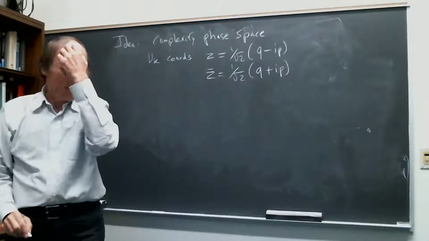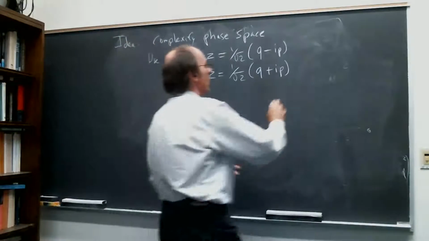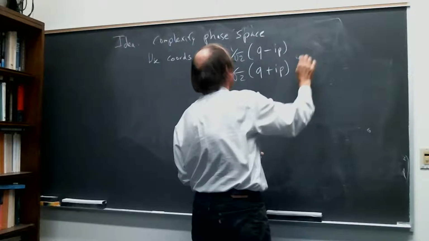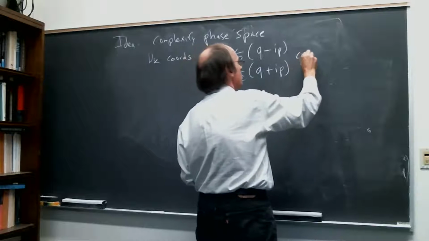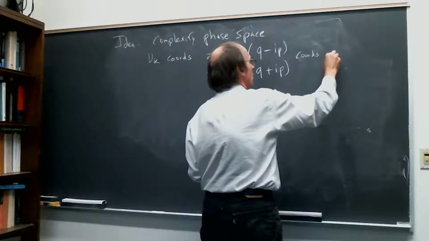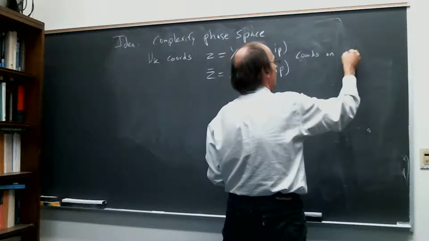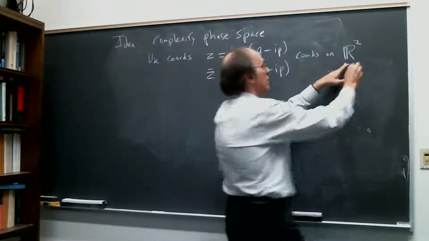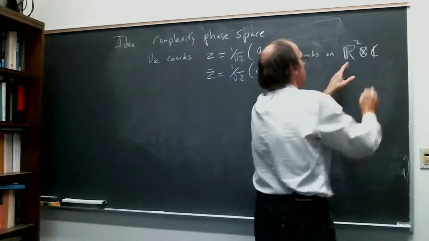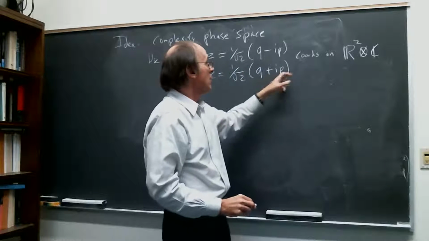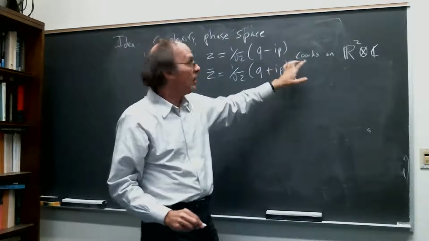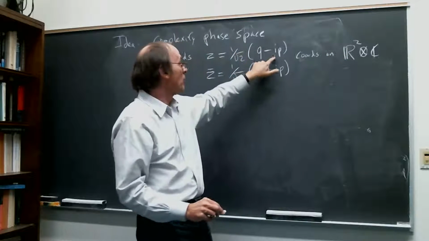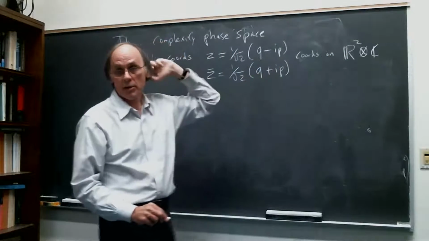So we use coordinates which are complexified, coordinates on our normal phase space, but complexified, so that we've allowed not just real linear combinations of Q's and P's, but we're also allowing complex linear combinations of Q's and P's.